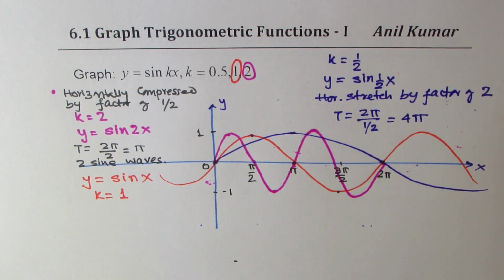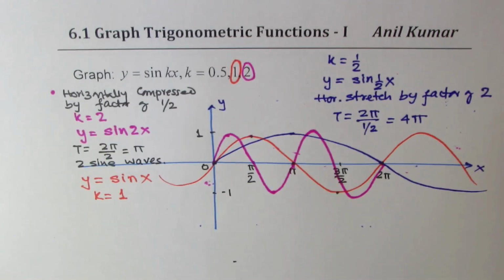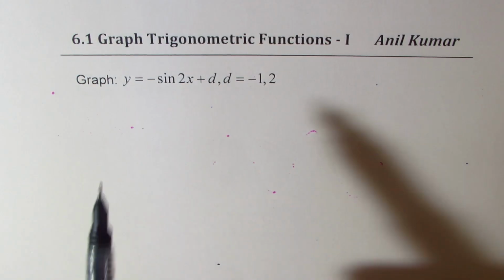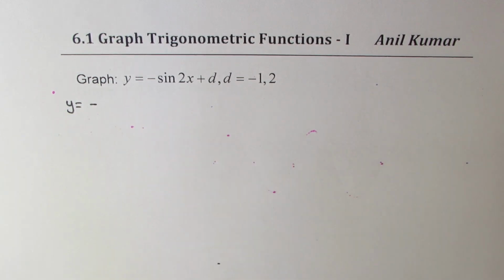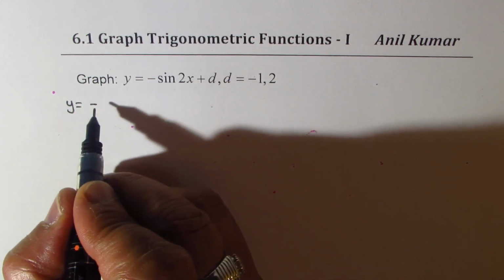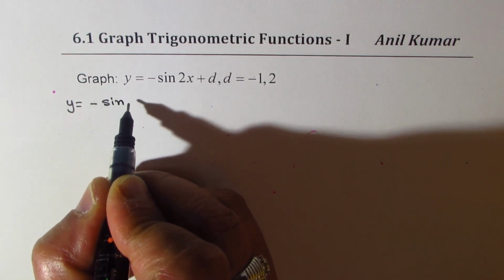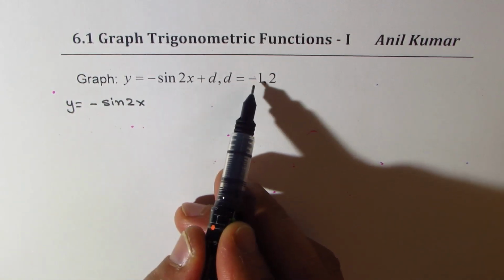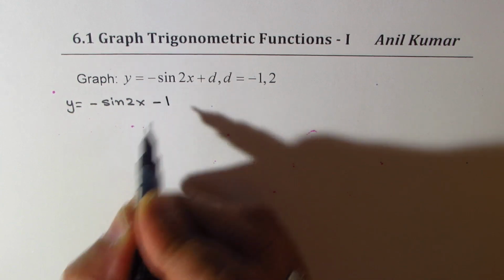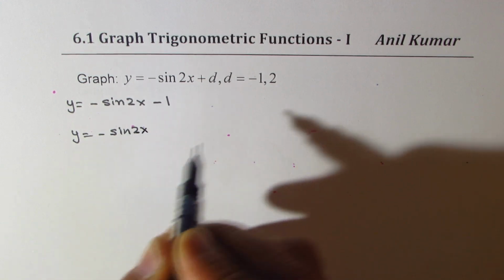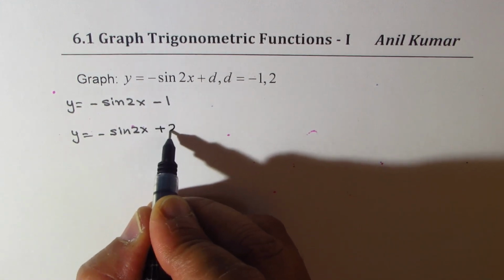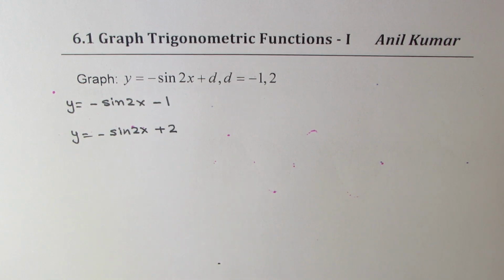Right? So now let's move forward and take up more examples. Now we are going to take up two examples, one with y equals to minus sine 2x. This minus means reflection on the x-axis. For d value of minus 1, we'll make one graph with this equation, the other graph with y equals to minus sine 2x plus 2. So basically now we will see vertical translation.